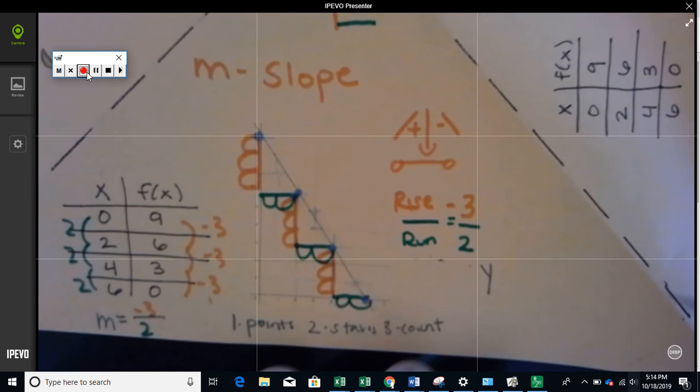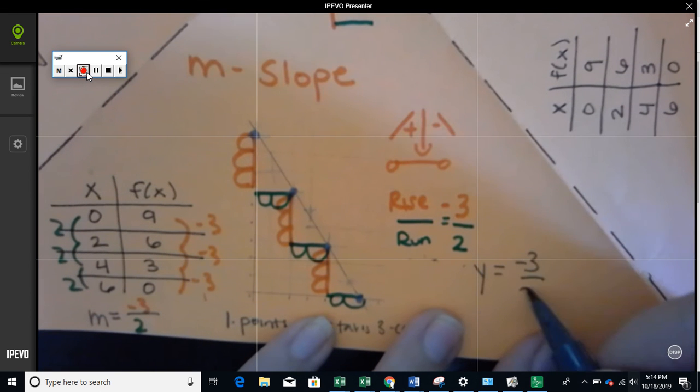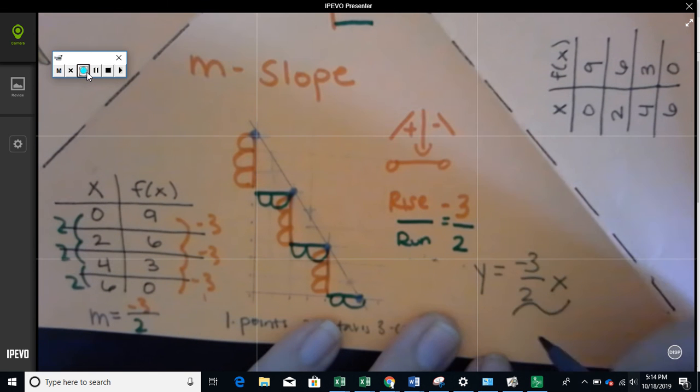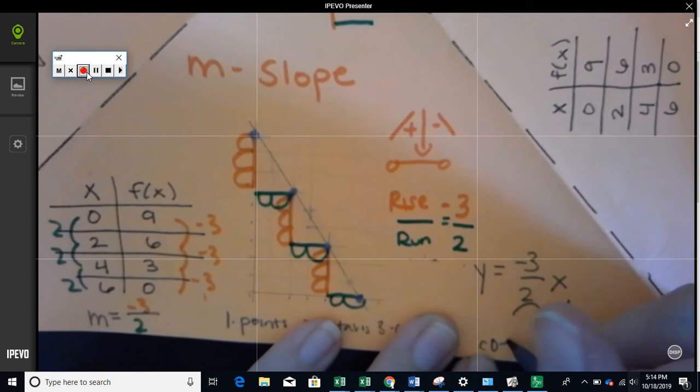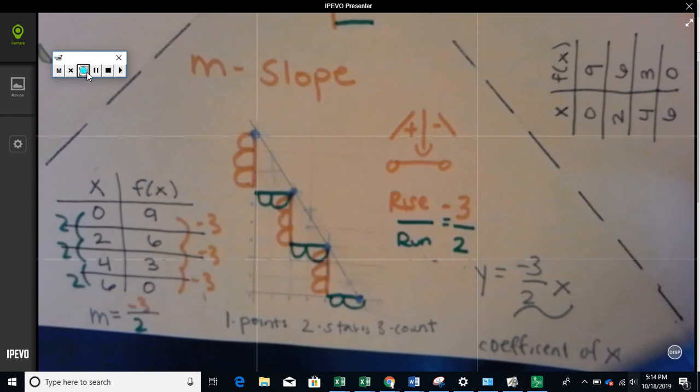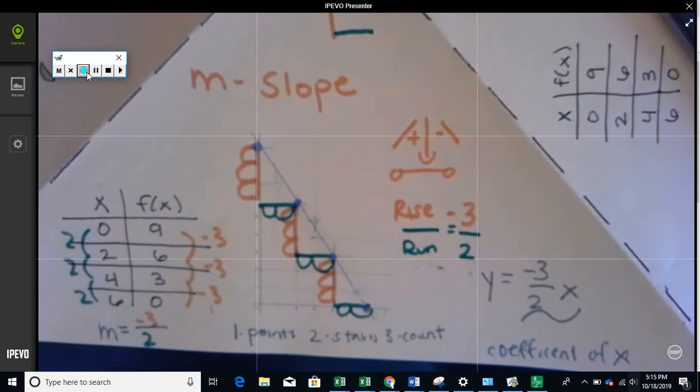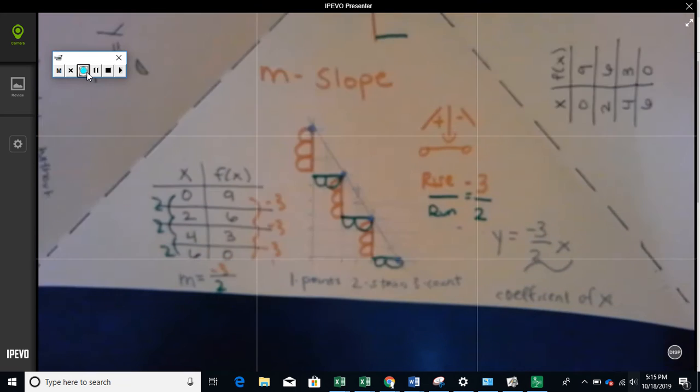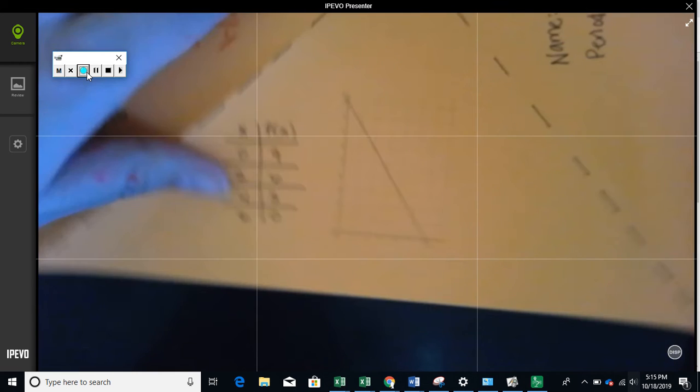Now in an equation, it's going to be the one with the x, your squiggly. It's the coefficient of x. Alright, that is for the slope. Turn it over. The last one, the heart.